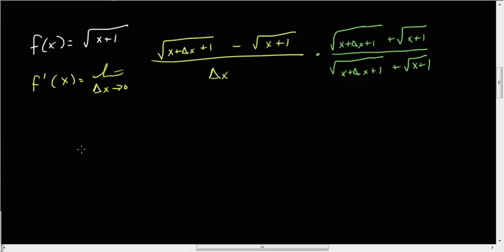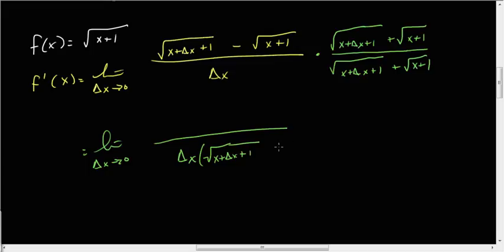And when we do that, this is equal to the limit as delta x tends to 0 of delta x times all that stuff. So root x plus delta x plus 1 plus root x plus 1. But on the top now, we have the difference of two squares. And so that eliminates the radicals on top. And we're left with x plus delta x plus 1 minus x minus 1.